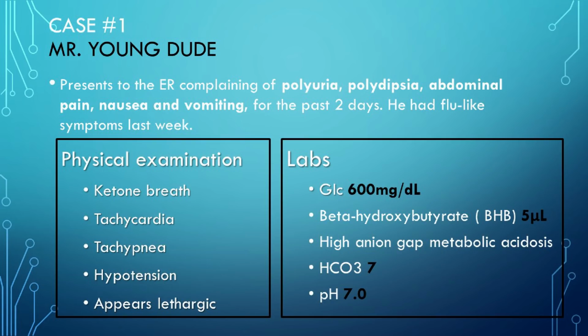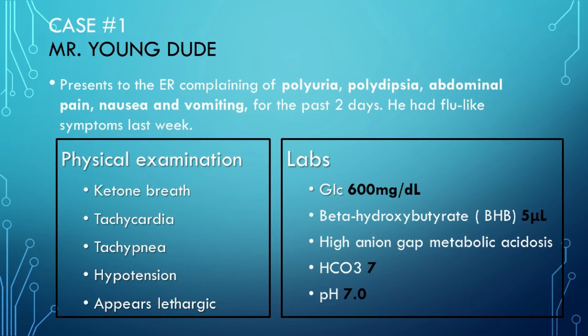I present two cases to you side by side. Case number 1. Mr. Young Dude presents to the emergency department with complaints of polyuria, polydipsia, abdominal pain, nausea and vomiting for the past few days. He does complain of having flu-like symptoms last week.